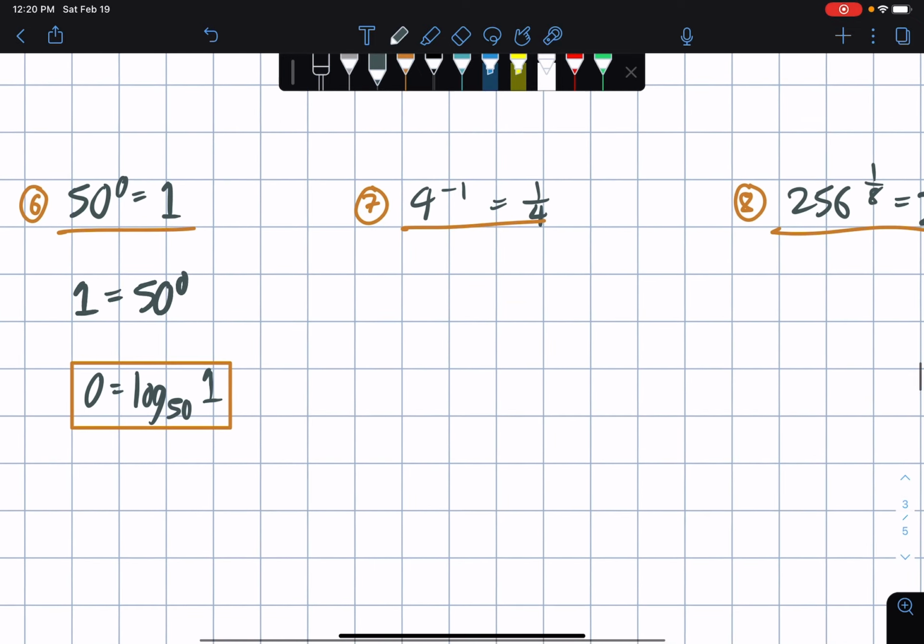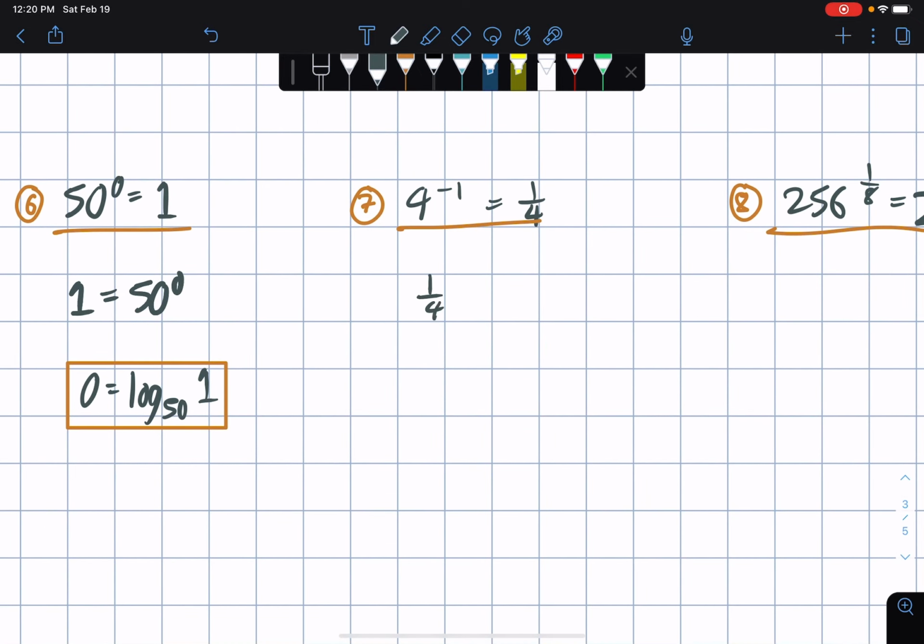Let's move on to number 7. 1 over 4 is equivalent to 4 raised to negative 1. Negative 1 is equivalent to log base 4 of 1 over 4. Let's check with our calculator. So our subvalue is positive 4, and our base value for the log, this part, is 1 over 4. Yes, we have negative 1. That is correct.